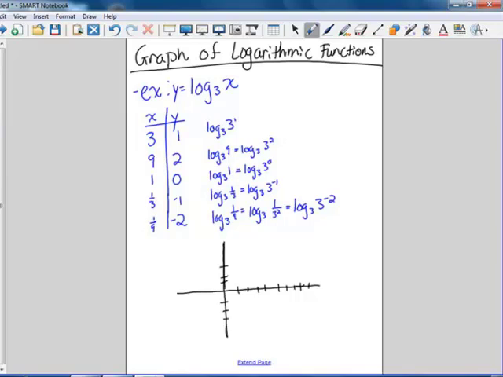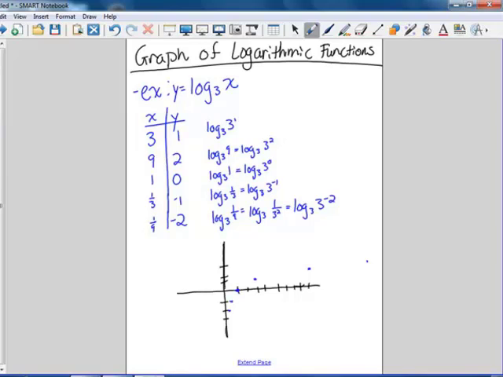Okay, so let's put on some points. 3, 1, 9, 2. Even if you think about it, 27 would be the next nice one, and that would only go up to 3. So it's going up really slowly. And then 1, 0, a third, -1, a ninth, -2.